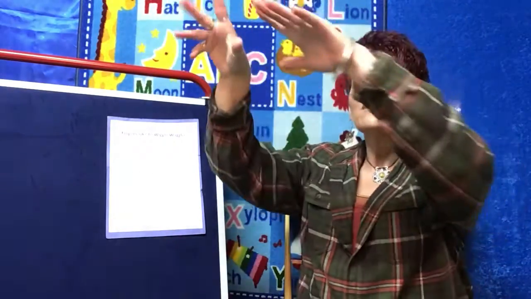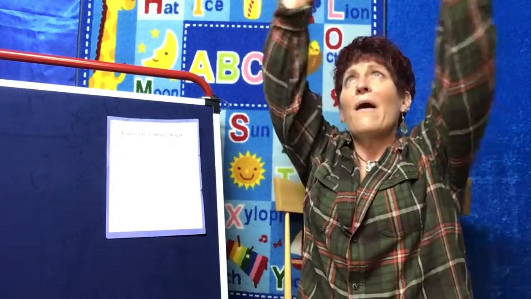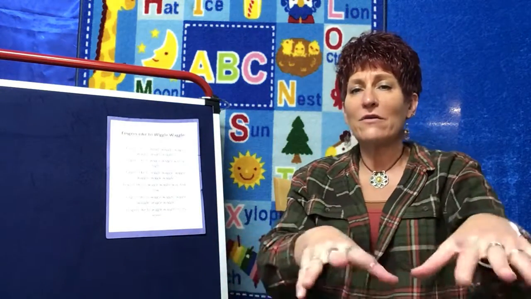Fingers like to wiggle waggle, wiggle waggle, wiggle waggle. Fingers like to wiggle waggle way up high. Fingers like to wiggle waggle, wiggle waggle, wiggle waggle. Fingers like to wiggle waggle way down low. Fingers like to wiggle waggle, wiggle waggle, wiggle waggle. Fingers like to wiggle waggle on my knees.